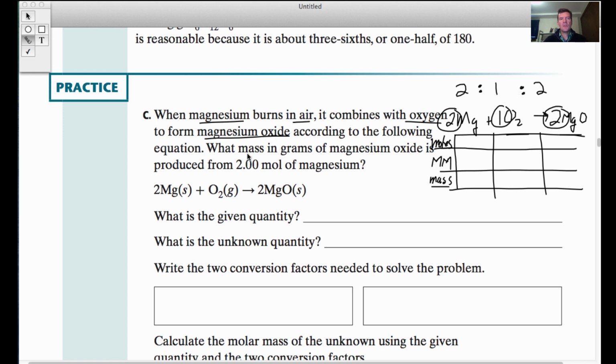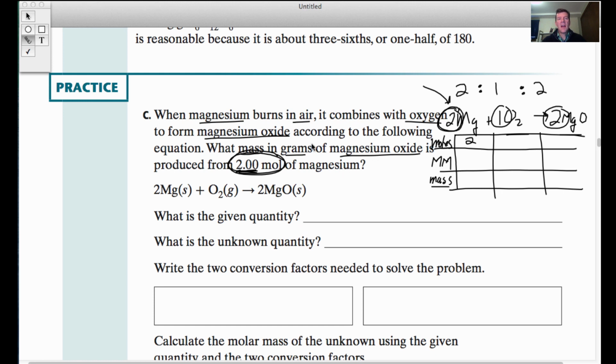Watch. The question here is, what mass in grams of magnesium oxide is produced from 2 moles of magnesium? So I am given 2 moles of magnesium. I'm going to put that right here, 2 moles of magnesium. Now this number that they gave me didn't have to be the same as this coefficient. It could have been 4 moles or 3.5 or half a mole. But it just happened to be the same as the coefficient of the reaction. So we're told we have 2 moles of magnesium.